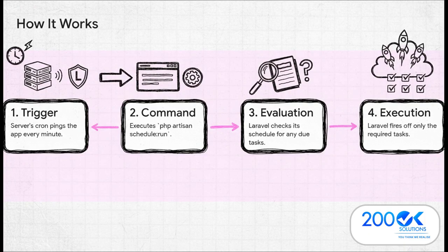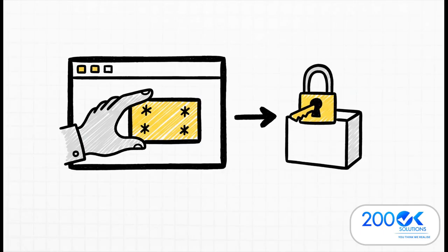Now, let's break down what's happening under the hood, because the architecture is just beautifully simple. First up, the trigger. Your server's cron daemon pings your Laravel app exactly once every minute. Then, step 2, the command. That ping just runs php artisan schedule:run. That's it. Third, evaluation. Laravel wakes up, it looks at the schedule you've defined in your code, and it asks itself, hey, is anything due to run right now? And finally, step 4, execution. If the answer is yes, Laravel intelligently fires off only the tasks that are due. It's so efficient.